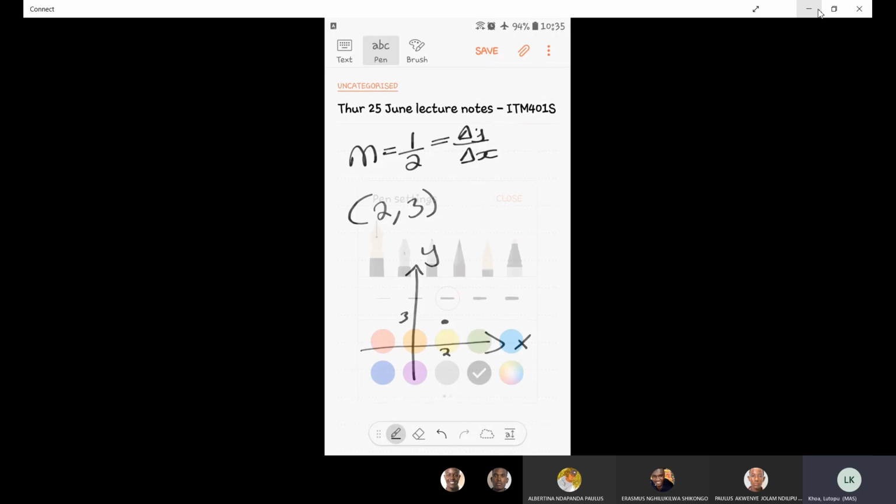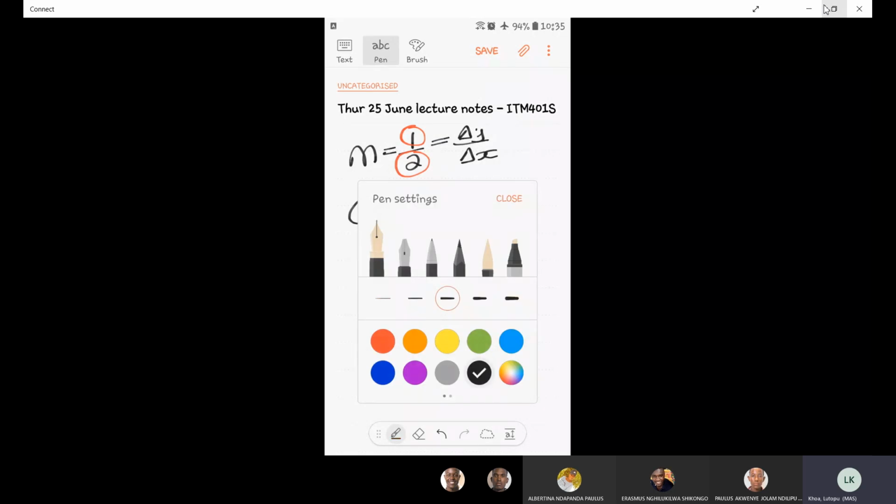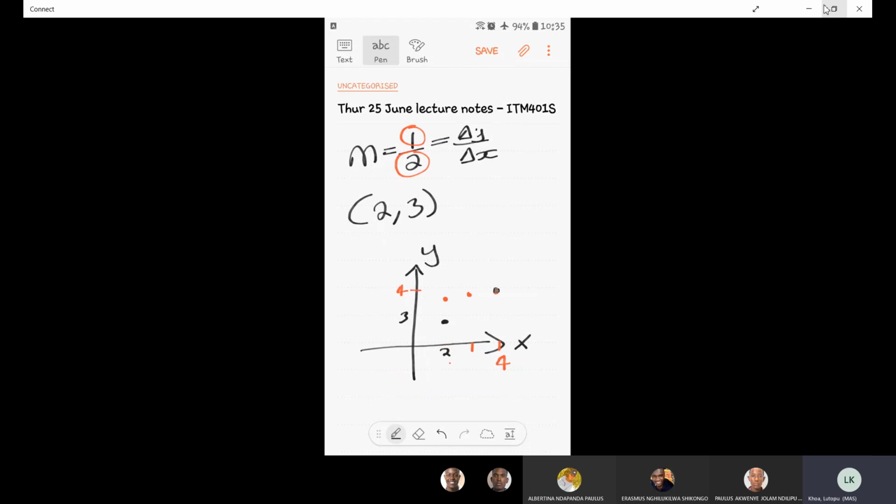Then what you do is, the numerator is 1. That means I will move 1 unit up. So I move 1 unit up, I end up at 4. And then I move 2 units to the right because that is delta x. So I go from here, I go 1, 2 units. So I was at 2, then this is 3, then I will end up at 4 over there. So the new point on the line, or the other point on the line, is this point over here, which is (4, 4). And then I take my ruler and I connect them.